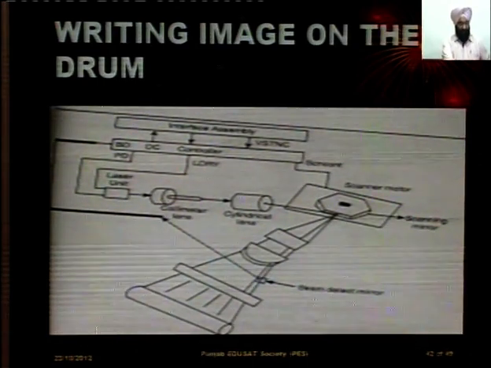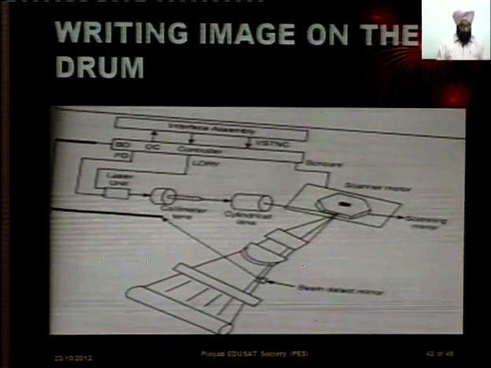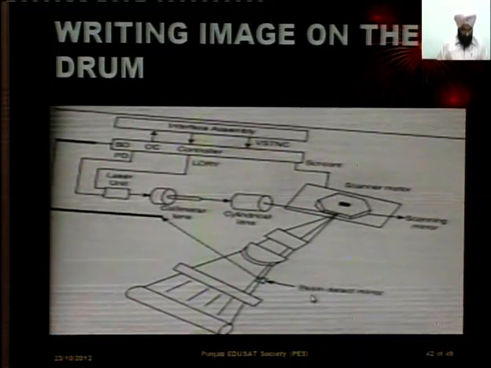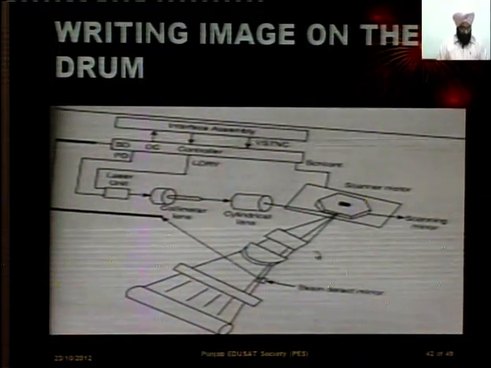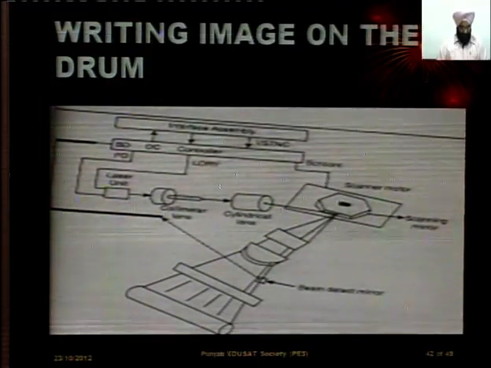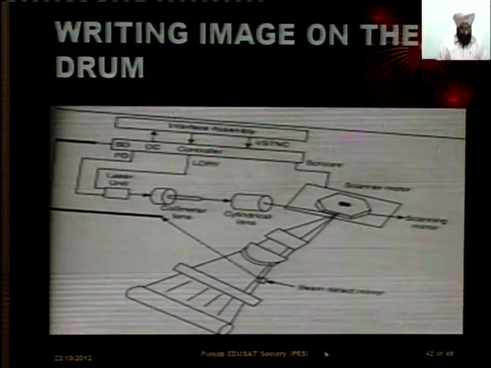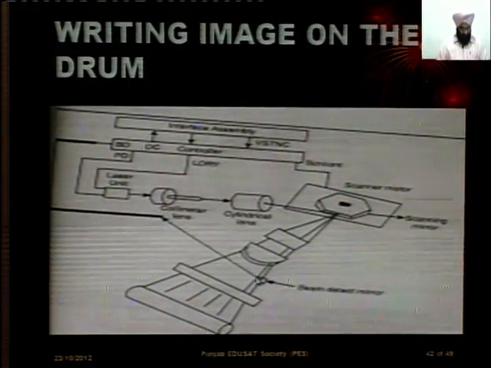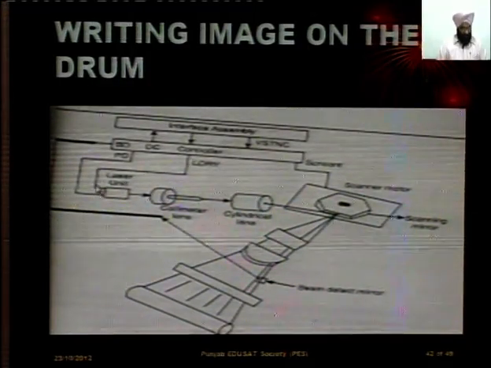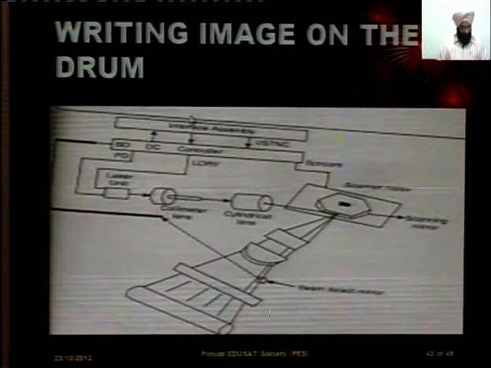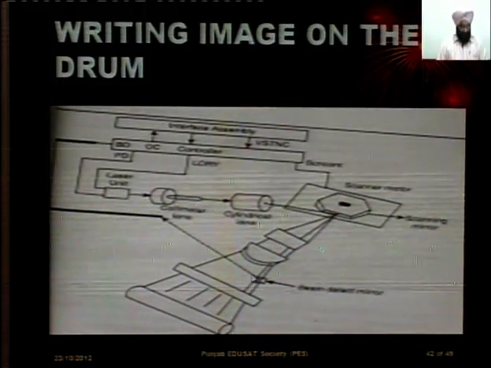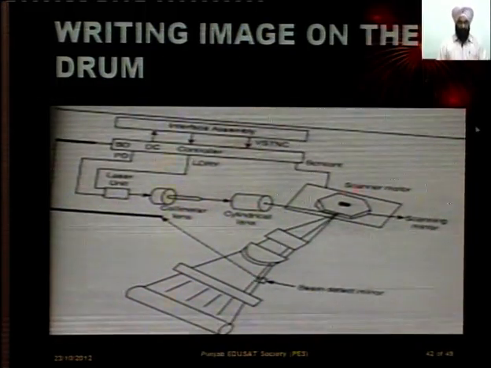Here it is not clearly viewable, but this is the interface assembly, and this is the beam detect mirror. These are the collimator lens and cylindrical lens. This is the scanner motor, and the scanning mirror is there, and this mirror detects the beam, and there are the laser unit and DC controller interface assembly. This laser beam writes the latent image on the drum.